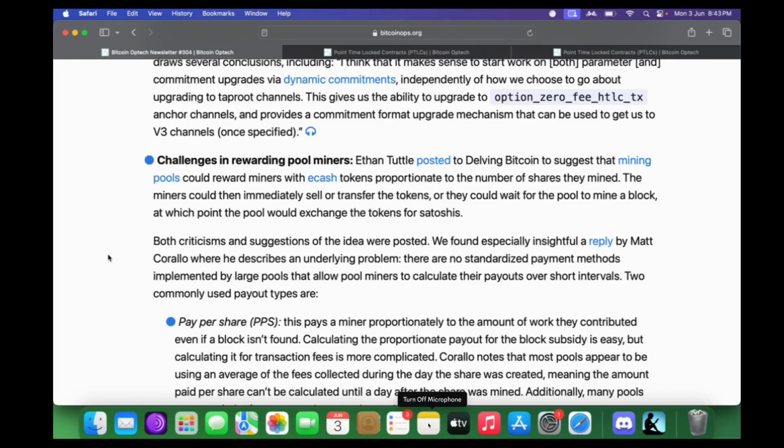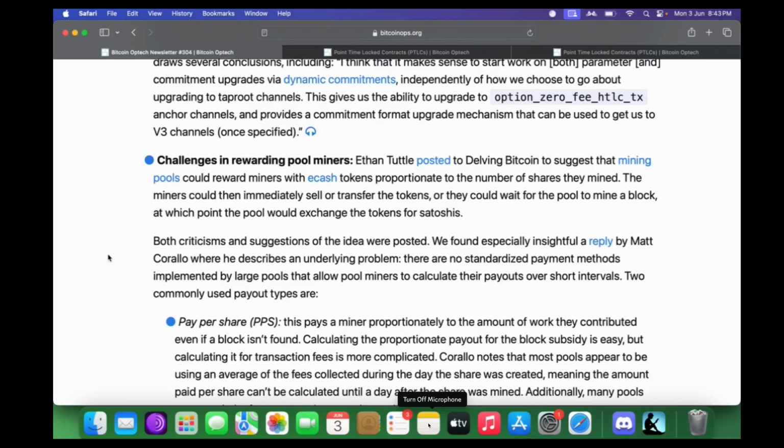So what this proposal suggests is that instead of immediately paying the miners bitcoins, the mining pool can immediately pay the miners eCash tokens. Now, they can be any eCash tokens. We've talked about Cashew specifically in one of our Optech sessions in detail. So whoever wants can go back and look at what eCash is and what Cashew is.